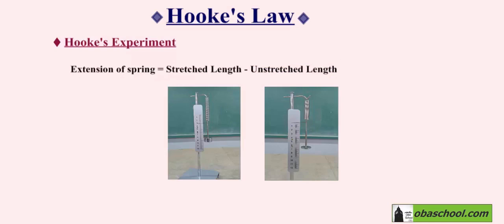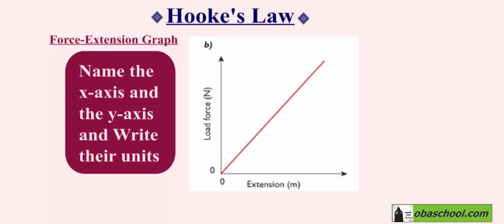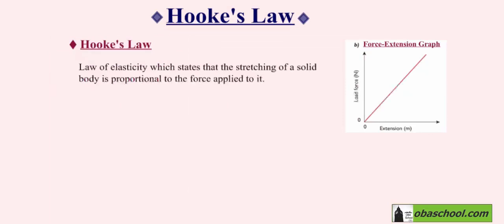After he was done, he used these data to draw a graph between the force and the extension. So to draw this graph, all we have to do first is name the x-axis and the y-axis. On the x-axis we have the extension and the unit is meters, and on the y-axis we have load force and the unit is Newton. We notice that we get a straight line passing through the origin. So this means the law of elasticity, which states that the stretching of a solid body is proportional to the force applied to it.